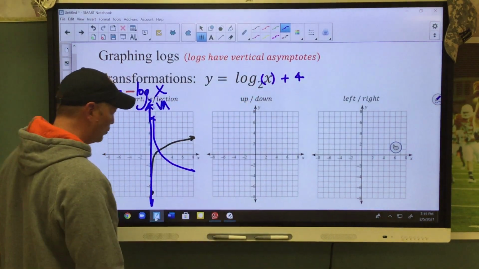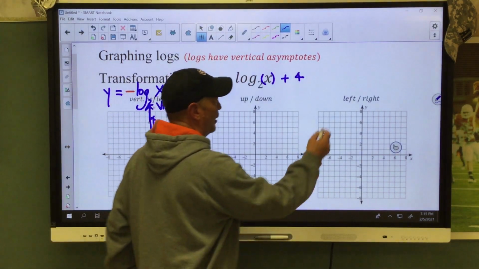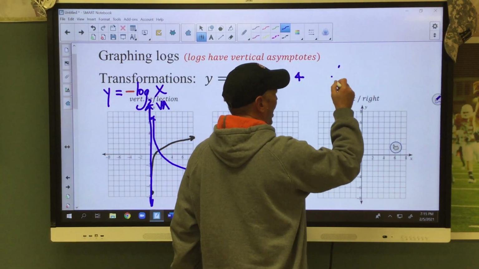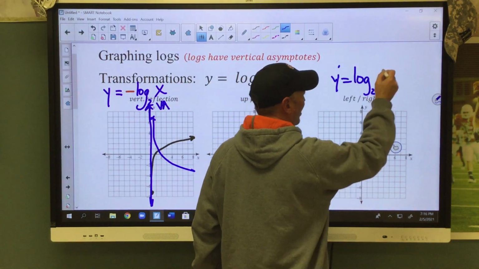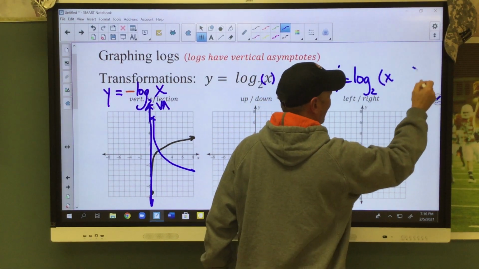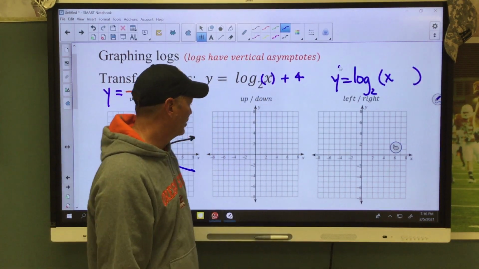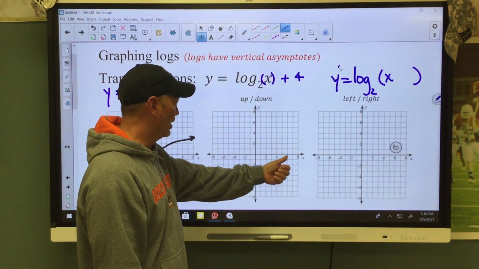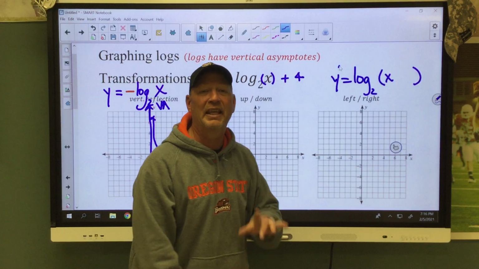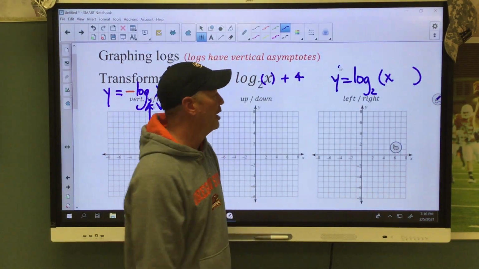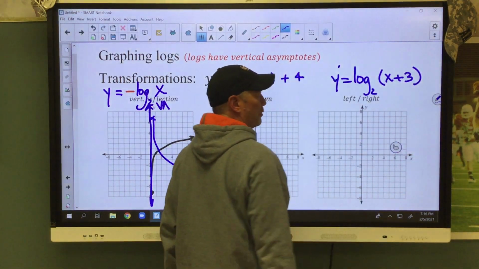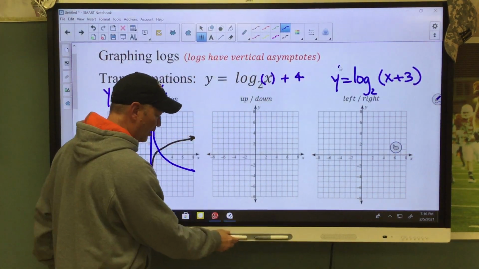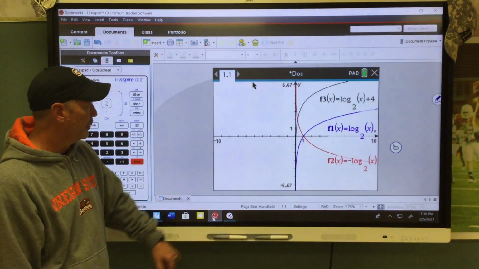So if I wanted to do this with the calculator and say we wanted to say y equals log base 2 of x, it would have to be inside the parentheses. So let's say that we wanted to shift it to the left. We're still thinking opposite, just like we've always done. We're going to say I'm going to shift it left 3 units. We're still thinking opposite. So we'll go to our calculator.